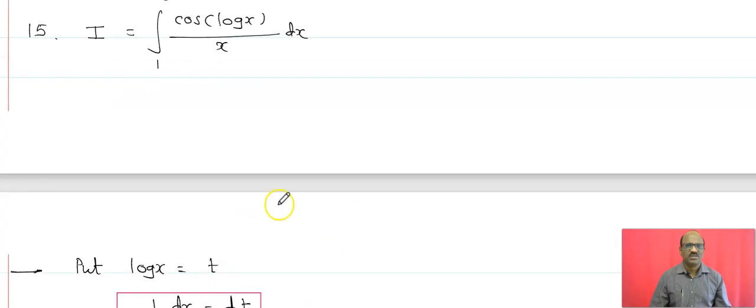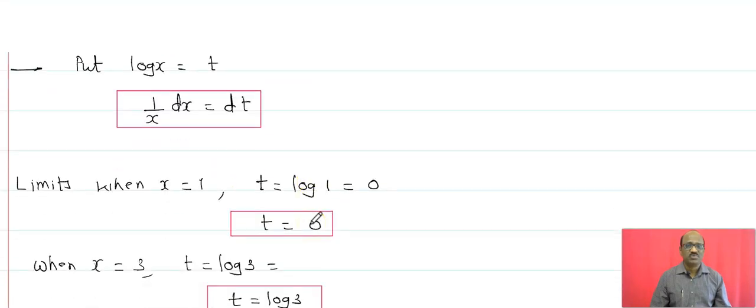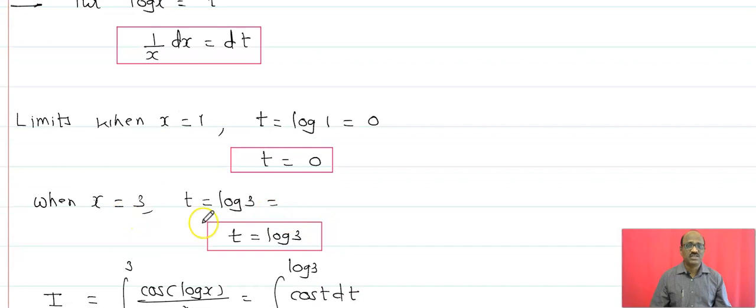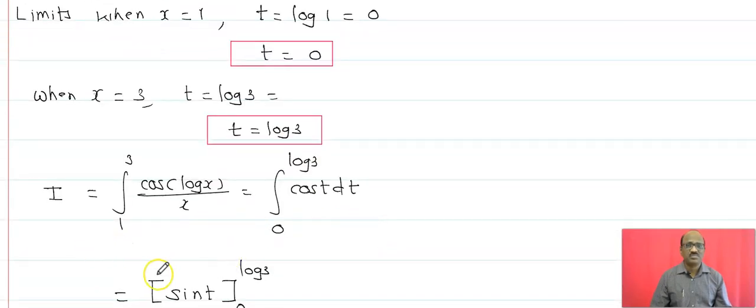When upper limit, what about the upper limit? Upper limit is 3. Put x is equals to 3, t is equals to log 3. Therefore, our integral becomes I is equals to 1 to 3 cos of log x upon x dx is equals to 0 to log of 3 cos t into dt.